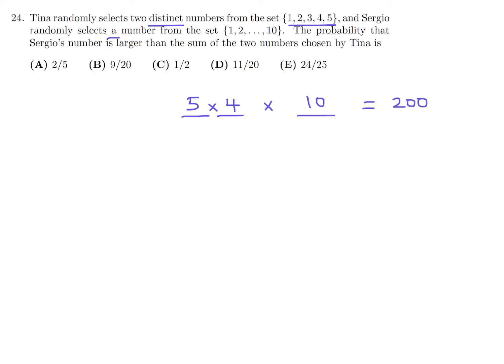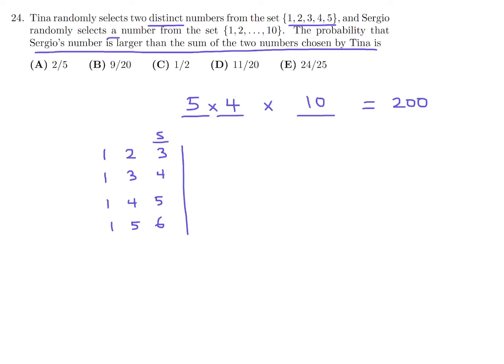All right? Now, of those 200 possible variations, how many are such that Sergio's number is larger than the sum of the 2 numbers chosen by Tina? All right, so first let's figure out very quickly Tina's situation here. If she chooses 1 and 2, what is the sum? It'll be 3. Similarly, if she chooses 1 and 3, the sum will be 4. S for sum. 1 and 4, the sum will be 5. And if she chooses 1 and 5, the sum will be 6. All right? So we can make a very quick table here.